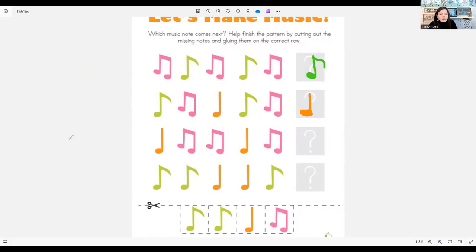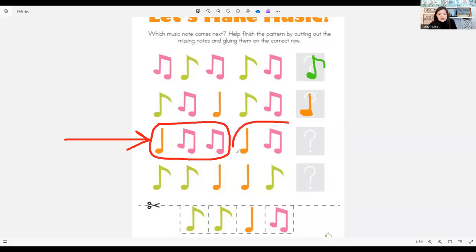Okay, I see orange, pink, pink, and then back to orange. So here's my pattern. Orange, pink, pink. Orange, pink, pink. Orange, pink, pink. Very good.